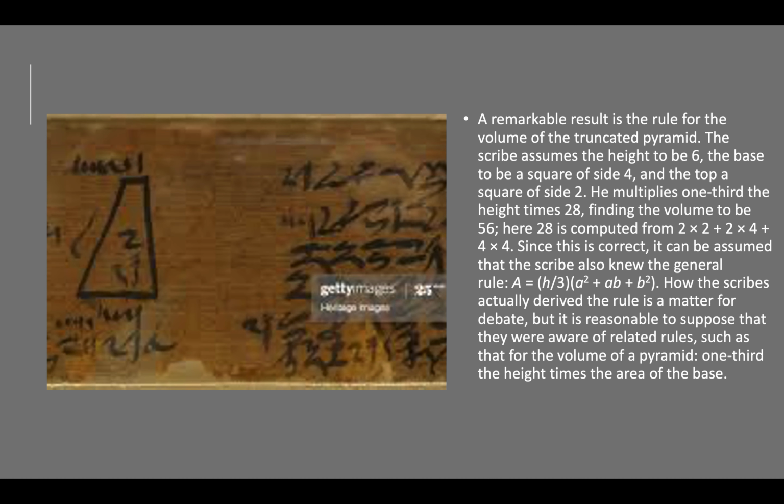However, how the scribe actually derived the rule is a matter for debate, but it is reasonable to suppose that they were aware of the related rules, such as that for the volume of the pyramid: one third the height times the area of the base.